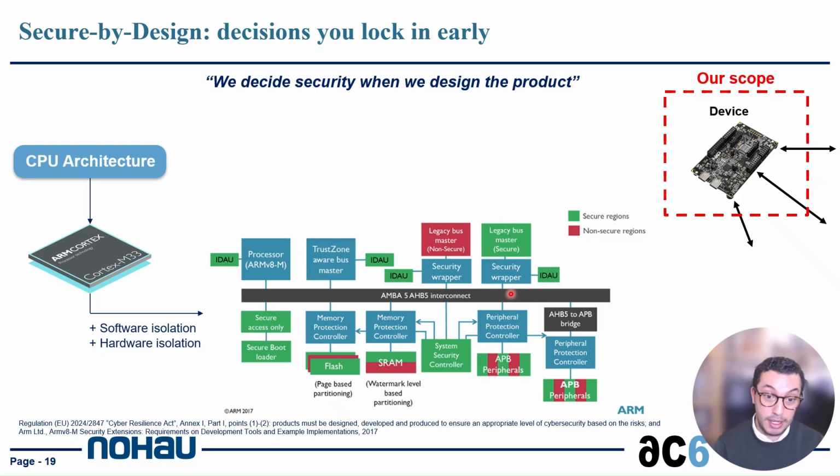So you see, the CPU architecture is very important because we can show a lot of things that are needed by the CRA. By choosing a CPU with TrustZone and a proper hardware isolation, we can lock in the protection. So we can say that, well, we have a very good architecture security.